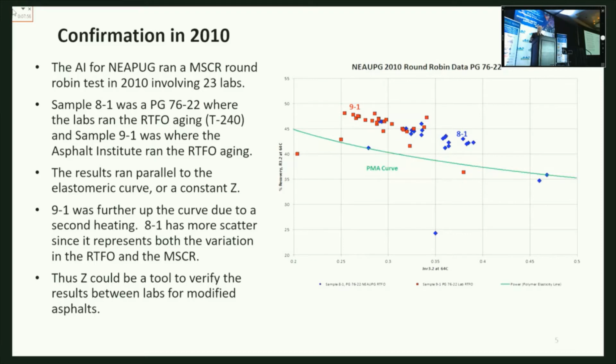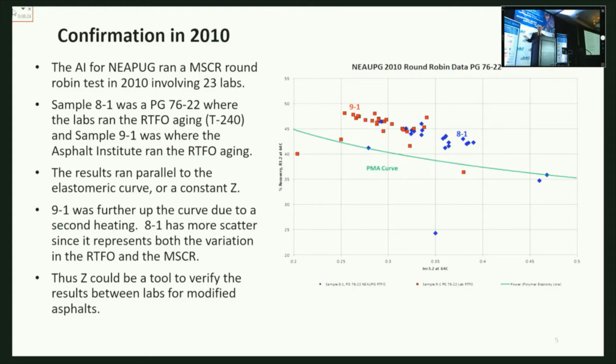And so now you get two different graphs. The red squares happen to be the preheated RTFO that the Asphalt Institute gave to each lab. And you can see, ignoring the few clunkers because it's early on, basically the whole cluster runs parallel to the elastomeric line.